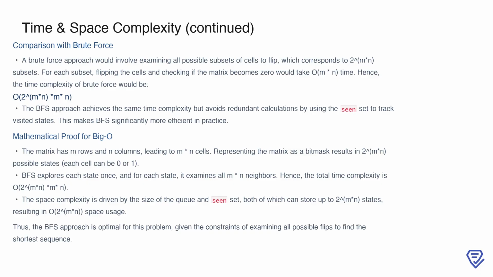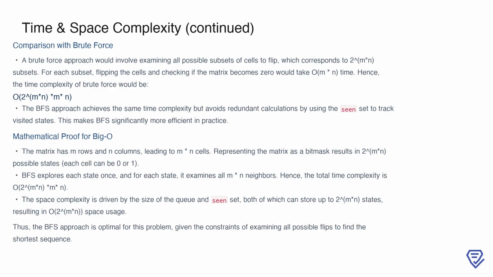For each subset, flipping the cells and verifying if the matrix becomes 0 would take m*n time. This results in a time complexity of O(2^(m*n) * m*n), the same as BFS. However, the BFS approach avoids redundant calculations by using the seen set to track visited states, making it significantly more efficient in practice. From a mathematical perspective, the matrix has m rows and n columns, resulting in m*n cells. Representing the matrix as a bit mask gives us 2^(m*n) possible states.